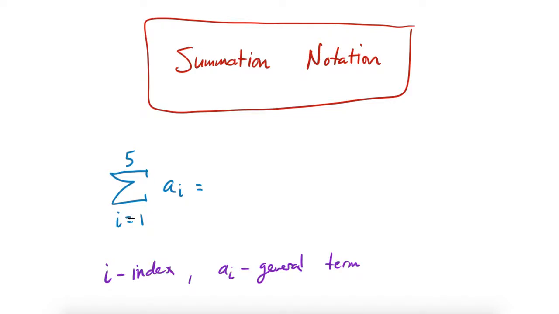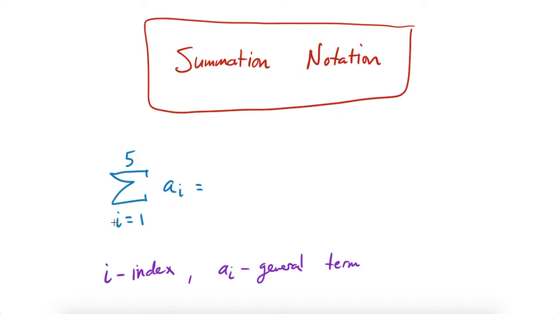There is a letter equals a number on the bottom. That letter, in this case i, is called the index. This tells you where to start. This letter on the top of the sigma tells you where to end. And then this a sub i is going to be something that uses the letter here. Usually, not always, but it uses the letter here, and that's called the general term inside. And the sort of unwritten rule for summation notation is that you only move in integer blocks.